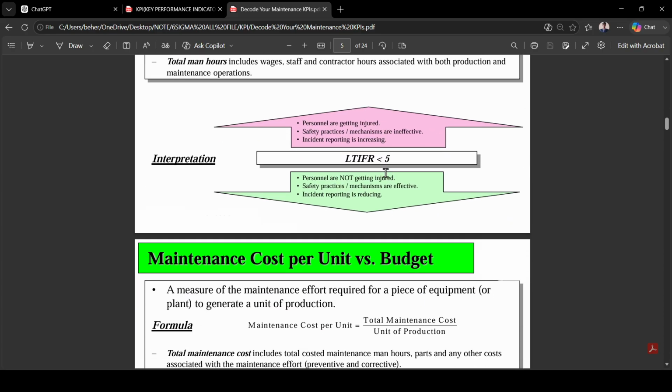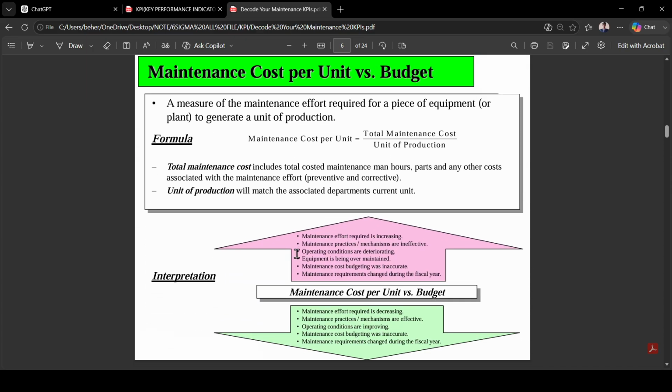Interpretation: if the personnel are getting injured, safety practices or mechanisms are ineffective and incident reporting is increasing. LTIFR should be less than 5. If personnel are not getting injured, safety practices or mechanisms are effective and incident reporting is reducing.